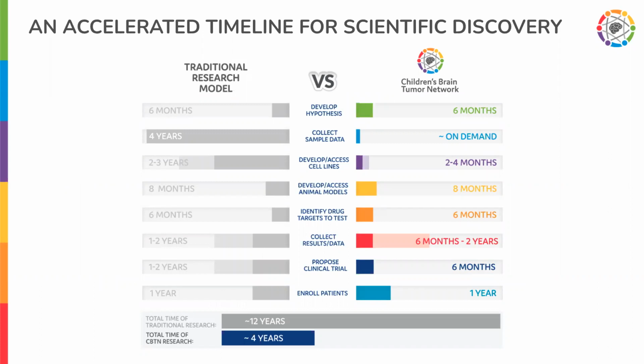And you can see on this slide that from developing a hypothesis to actually enrolling patients on a clinical trial, we've tried to shorten that from the average of 12 years down to 4. And so we're hoping with that, we can get many more people interested in pediatric brain tumor research. We can get more research ongoing and some fantastic pharmaceutical partnerships as well, while getting these kids some new treatment.